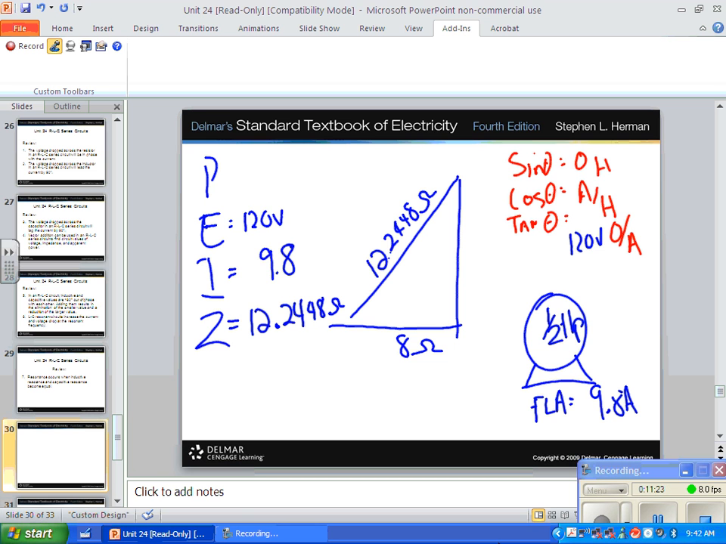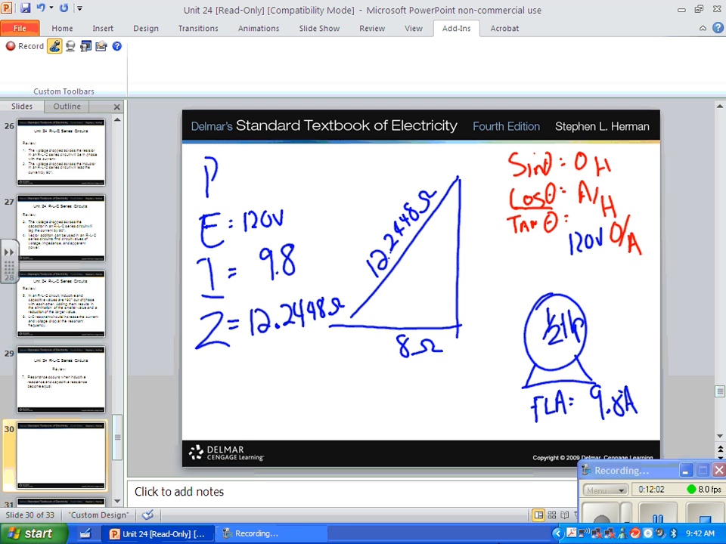And we want to find something where we have the angle. So first we want to know the angle, right? What function do we have right now? We have the hypotenuse and we have the side adjacent. So we have the cosine, right? So let's find the cosine, and find the angle by saying second function cosine 8 divided by 12.2448.